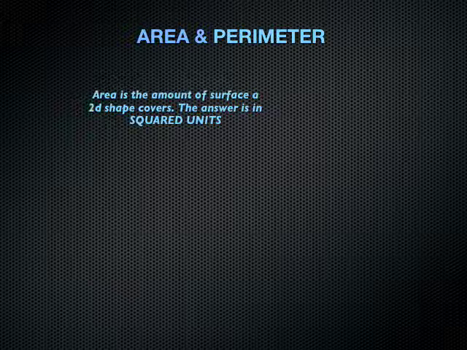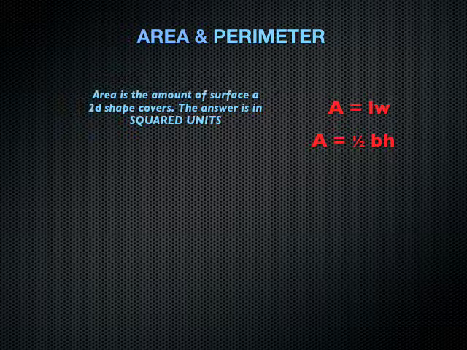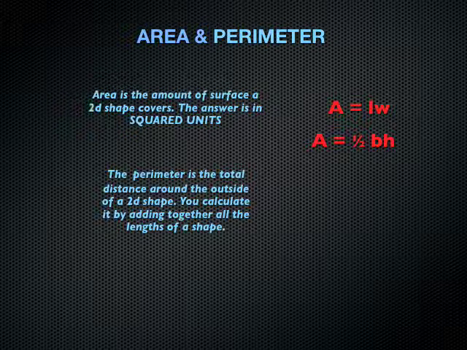So how do you find the area of a rectangle? Well, the area of a rectangle is the length times the width. And the area of a triangle is half the base times the height. Looking at perimeter, the perimeter is the total distance around the outside of a two-dimensional shape, and you calculate this by adding together all the lengths of the shape. So for a rectangle, the perimeter is twice the length plus twice the width. And for the perimeter of a triangle, you add up all three sides. P equals A plus B plus C.